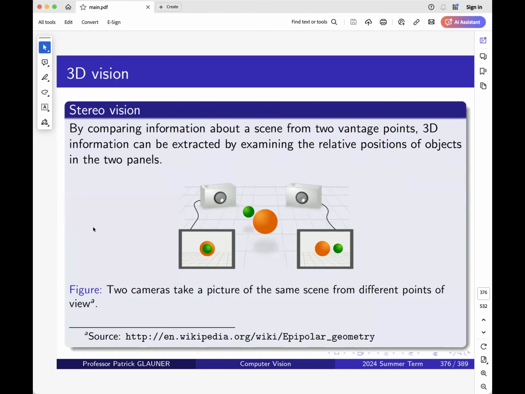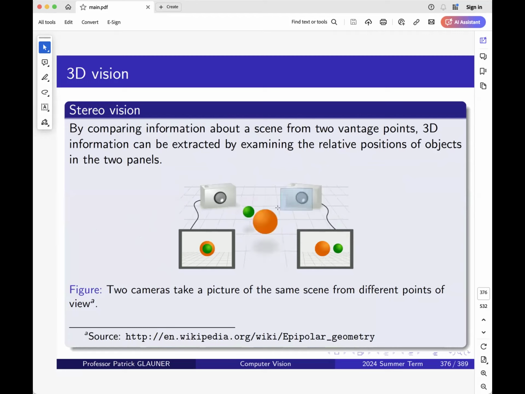And this can, for example, be addressed with a stereo vision approach. In a stereo vision approach, we have a scene here with these two spheres, and we have two cameras. And we see what these cameras see. This camera here sees something, and we see that the green ball is in front of the orange ball.